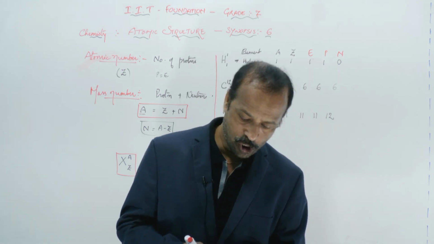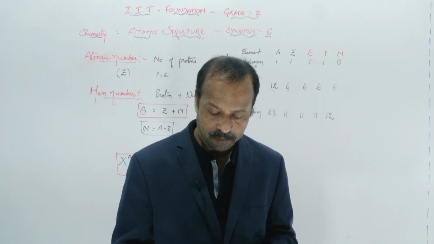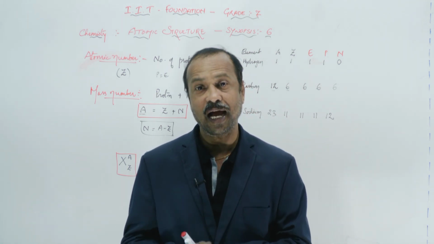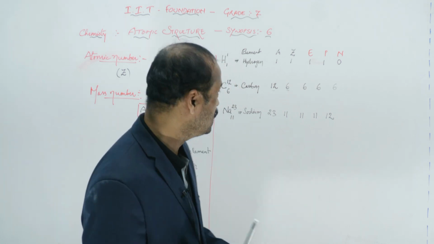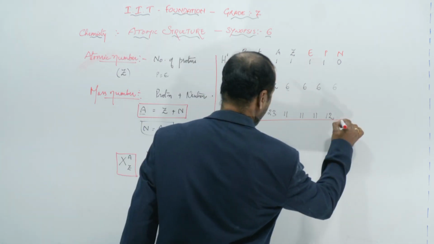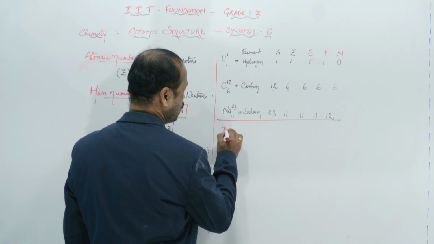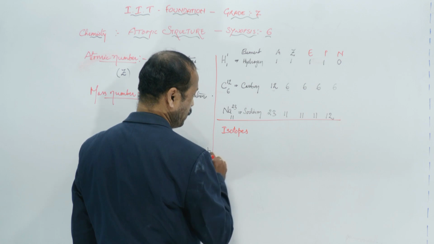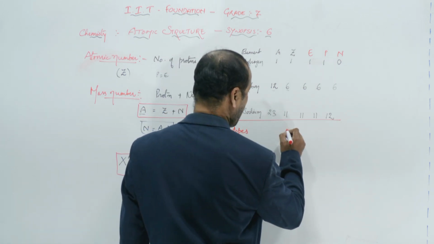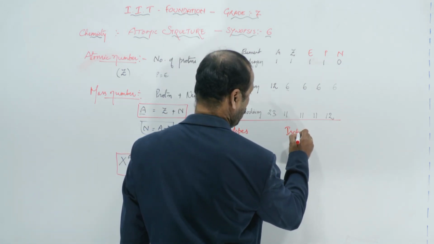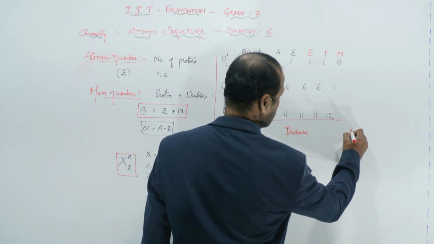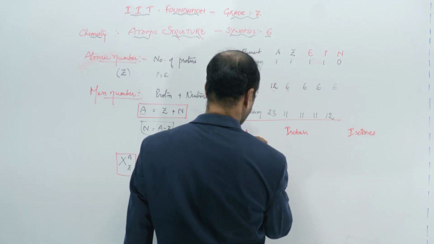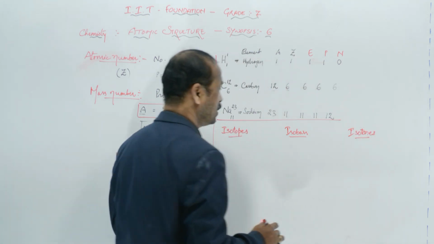Clear? Now come to today's most important topic. What is the next topic, students? Isotopes, isobars and isotones. First you see isotopes, and the second one is isobars, and the third one is isotones.